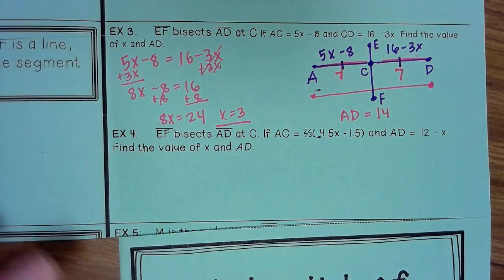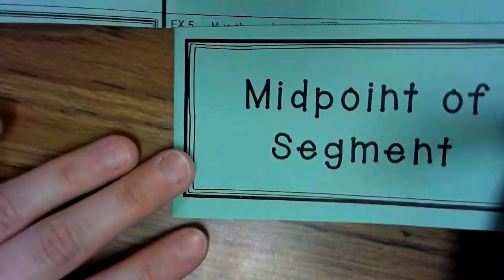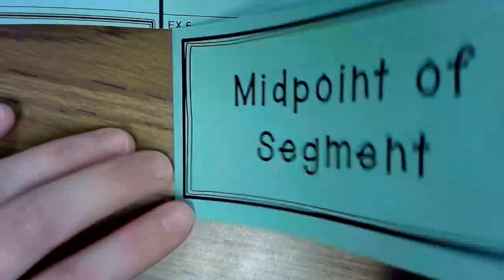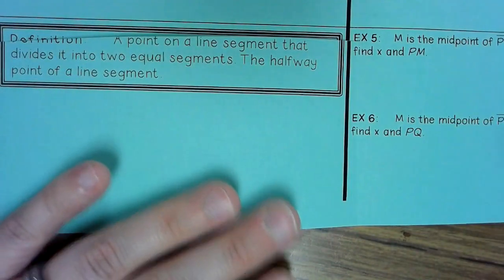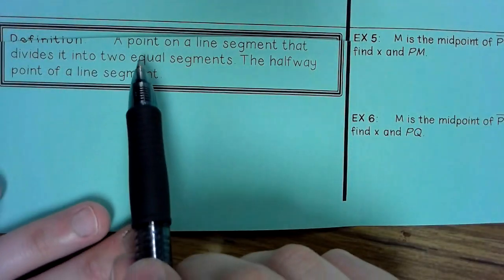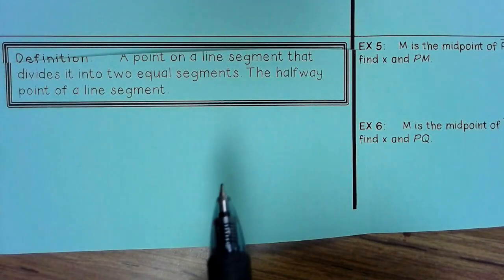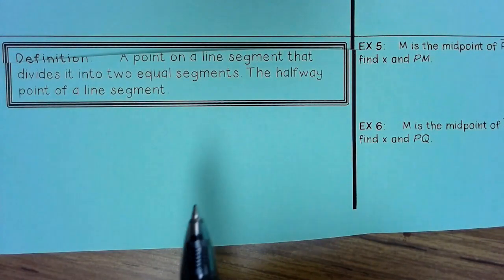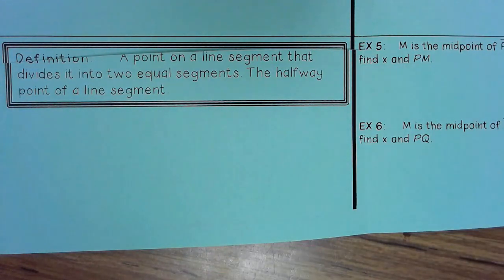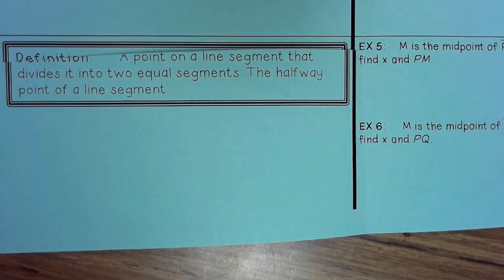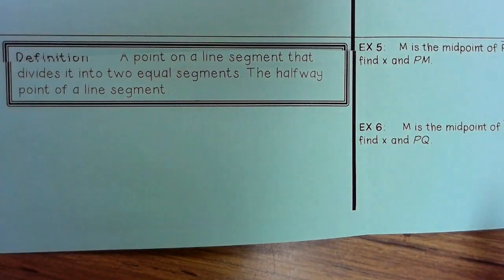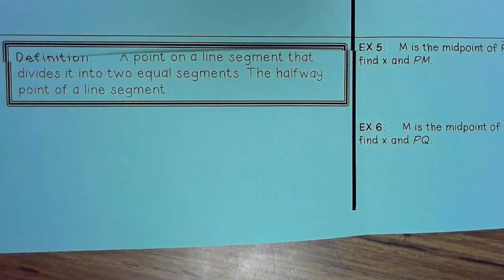And let's jump down to our last term for today. Midpoint of a segment. My cutting skills are still bad. So midpoint of a segment. It says a point on a line segment that divides it into two equal segments. The halfway point of a line segment. Goodness gracious, y'all. Okay, so my picture for that is going to look something like this.